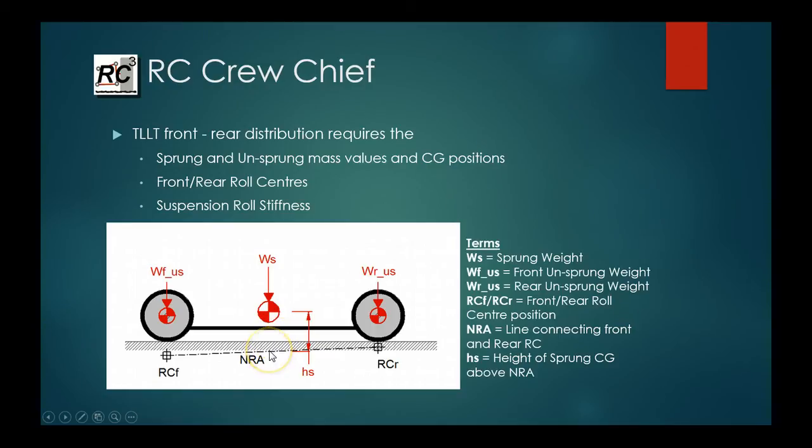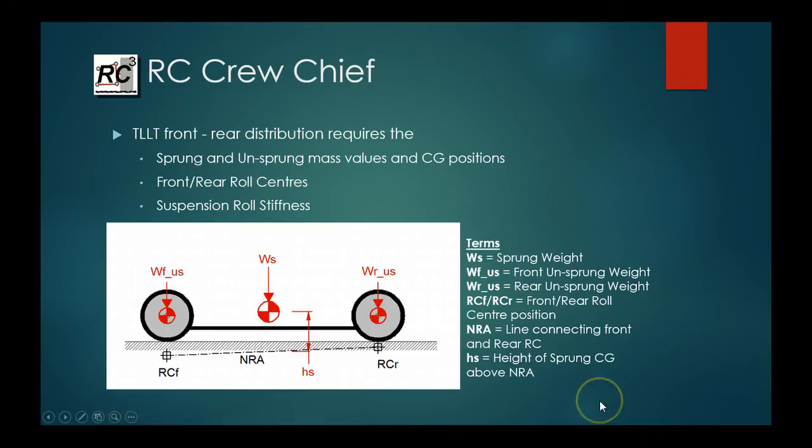The amount of roll that is induced is a function of the height of the sprung mass center of gravity above the neutral roll axis. So this dimension here, from the center of gravity of the sprung mass to the intersection point with the neutral roll axis, is the rolling moment that is induced in the chassis.